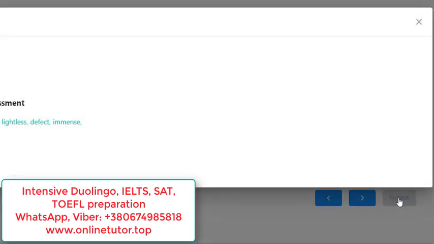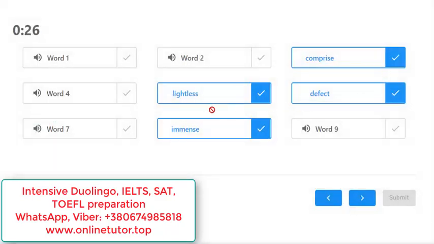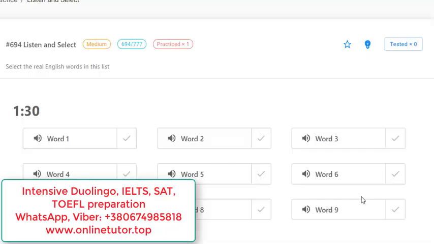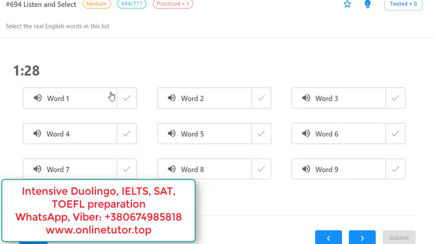Okay. So everything is fine. You see, I remember how once I didn't know lightless. So be aware, please, that it exists, lightless. Immense, mind you, double M. Comprise and defect. Okay, let's do one more, and then we will finish for today, wind up. Medium, yes.